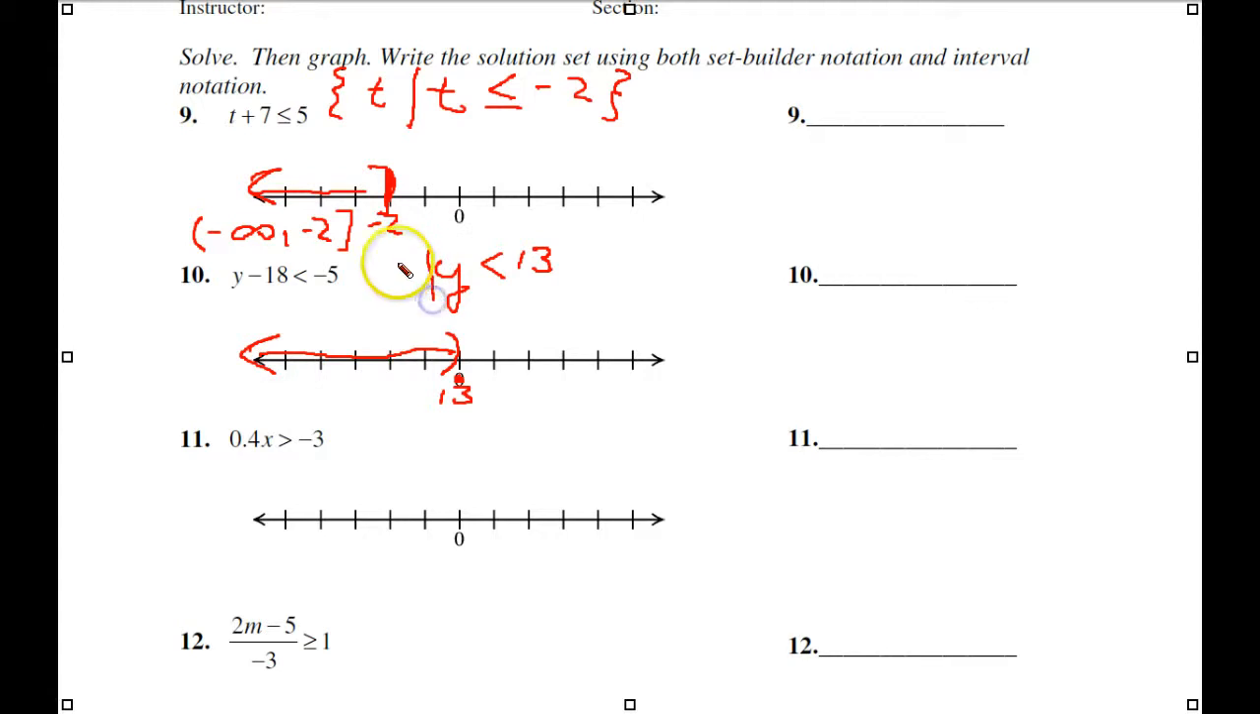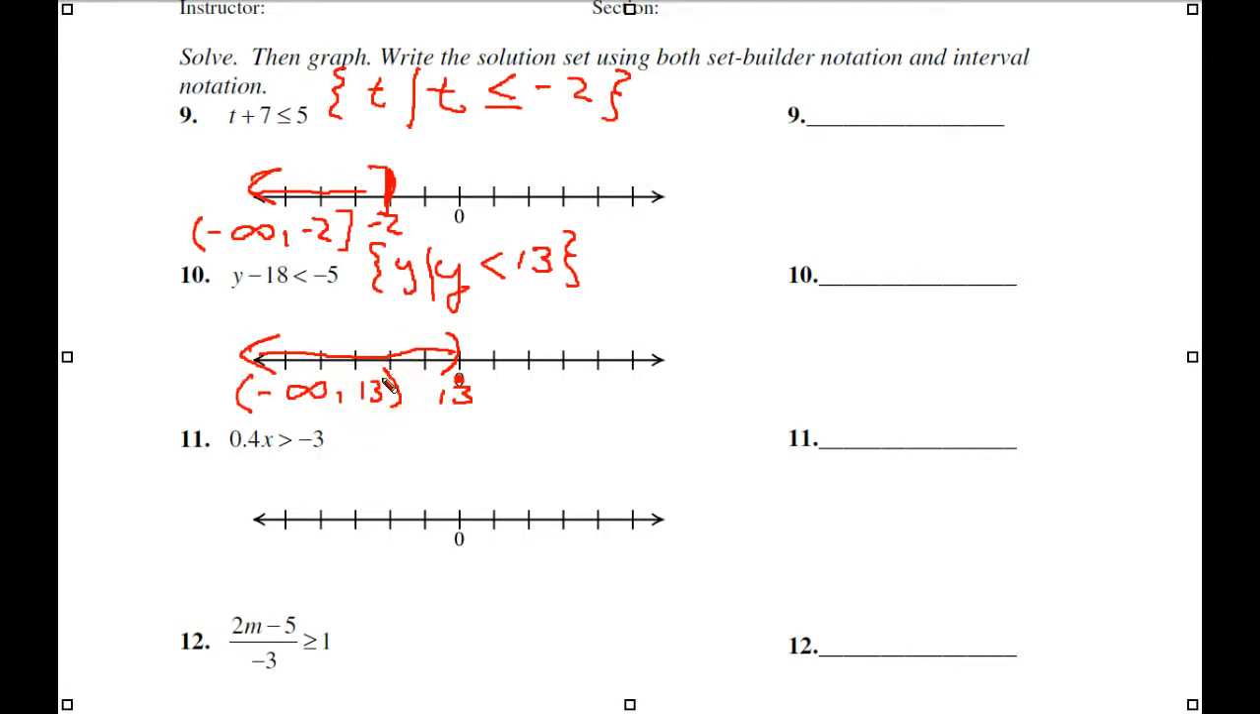Set builder at a y. And interval notation, it's coming from negative infinity up to 13. 13 is not included in the set, so we have a parenthesis.